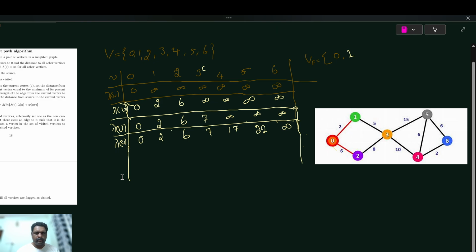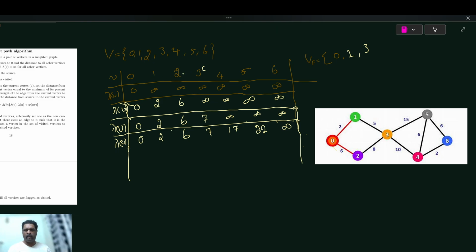So far we have visited the vertices 0, 1 and 3. 3 is the current vertex now. So these are the vertices which we have already visited: 0, 1 and 3. They are visited. 2 is not visited yet. 4, 5 and 6 are the unvisited vertices.